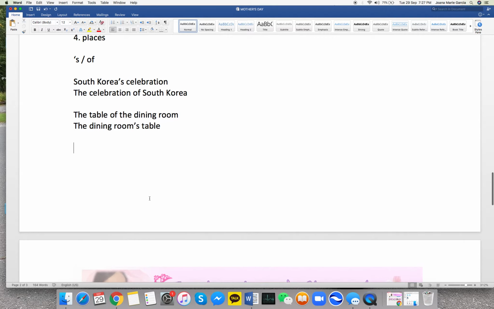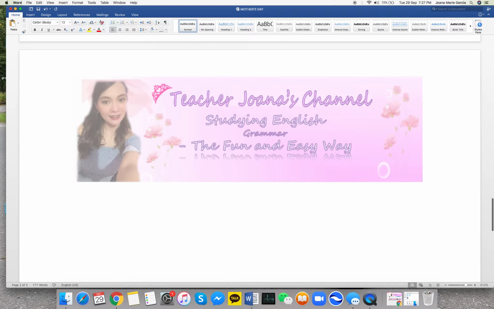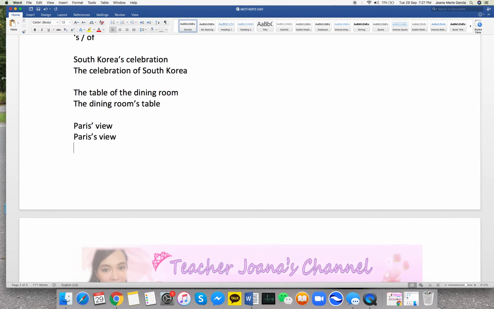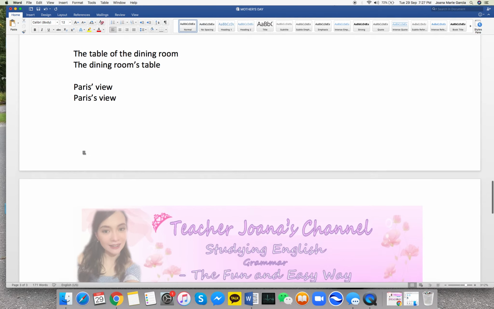For example, if I say Paris, it's a proper noun. So we can say Paris' view, or we can use another s after the apostrophe: Paris's view. So only for proper nouns, okay? Now another use of apostrophe s, this time it's just apostrophe s. So don't forget this, not "of."